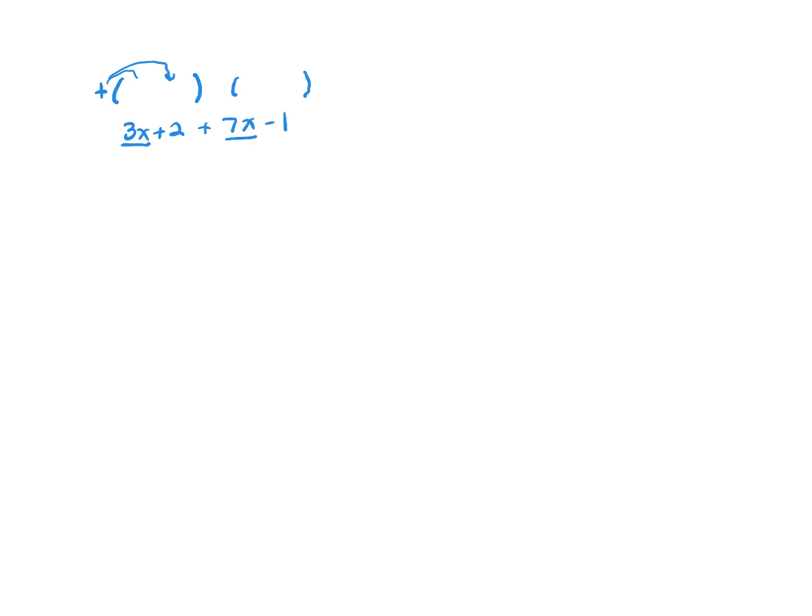Like terms have the same variable part. So 3x plus 7x, that's a 10x, and a plus 2 minus 1 is a plus 1.